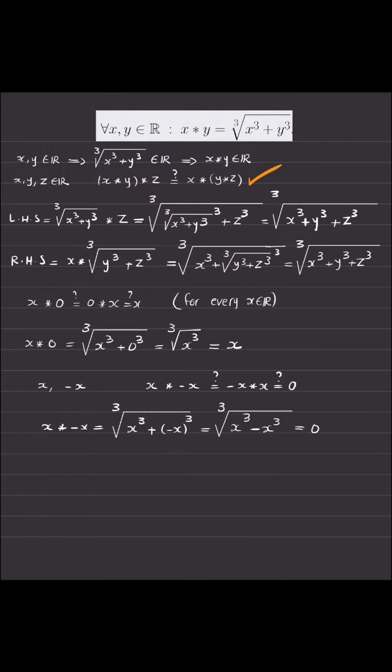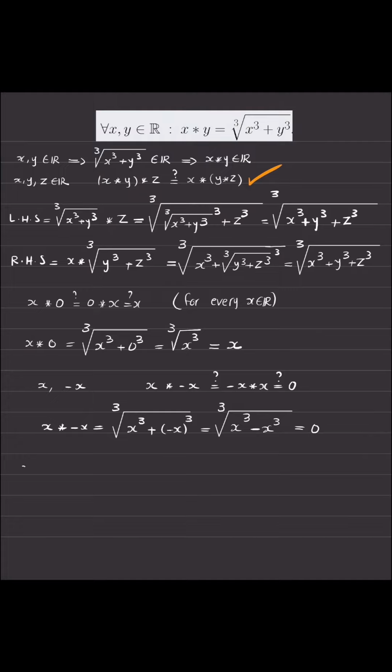Okay? The last one is, so far I have shown that R with a star forms a group. But now the problem asks you to prove that this is an abelian group, so I have to show that this operation is also commutative. And that's also very simple.